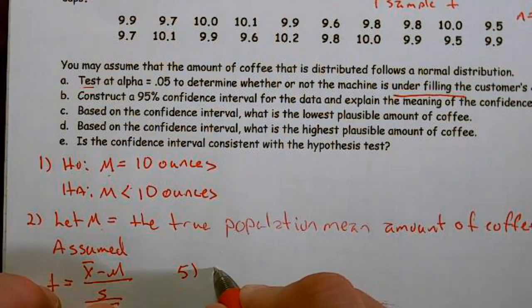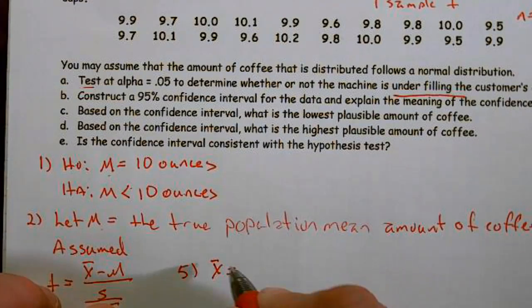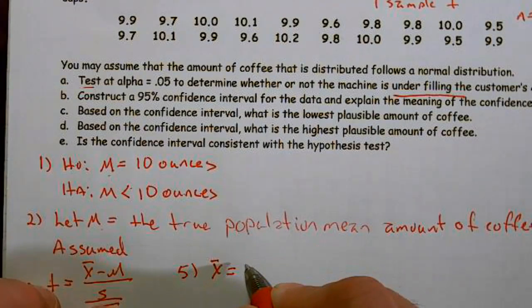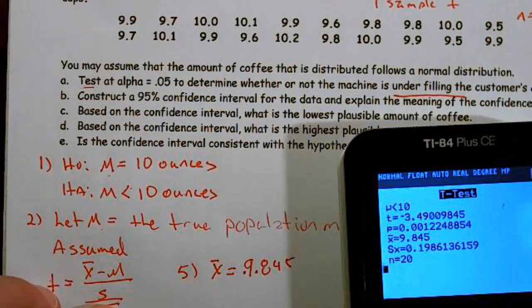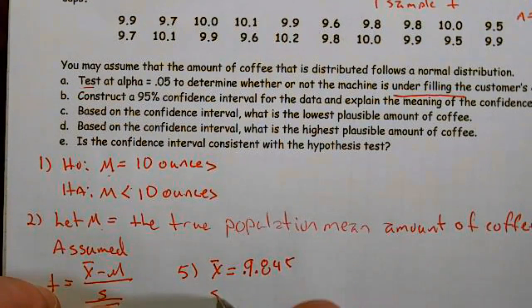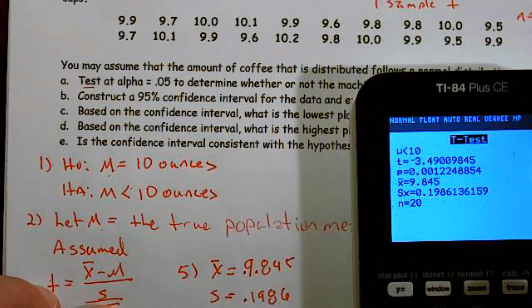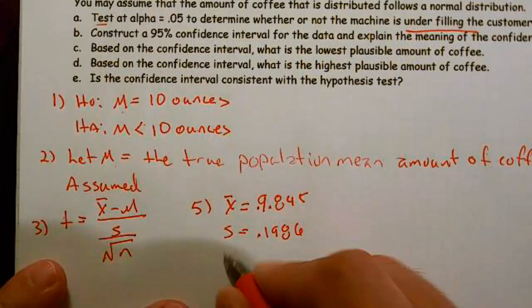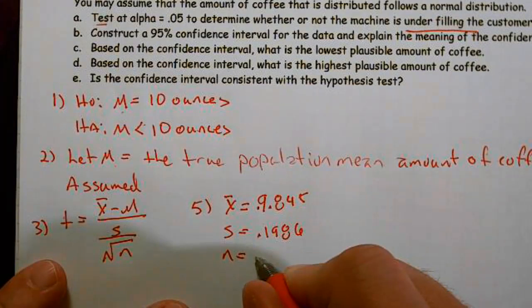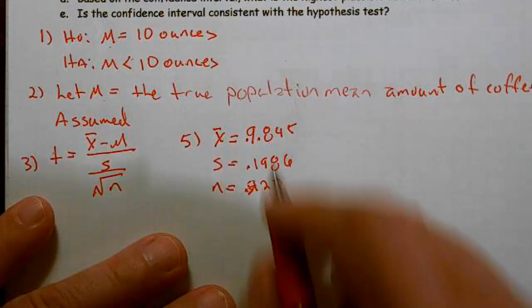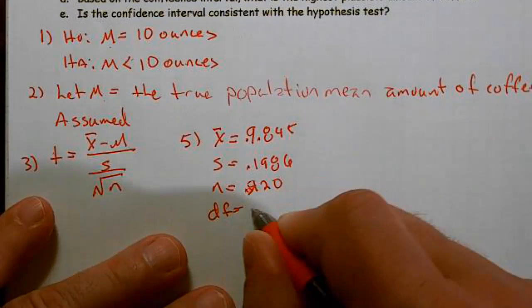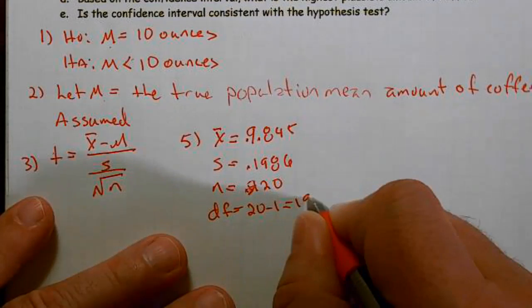I'm going to start off by writing my list of information, which is x bar equals 9.845. My standard deviation is 0.1986. My sample size, I had 20 cups of coffee. I was very thirsty that morning. So my n is 20. And my degrees of freedom, which I just want to get in the habit of writing down, is 20 minus 1, which is 19.